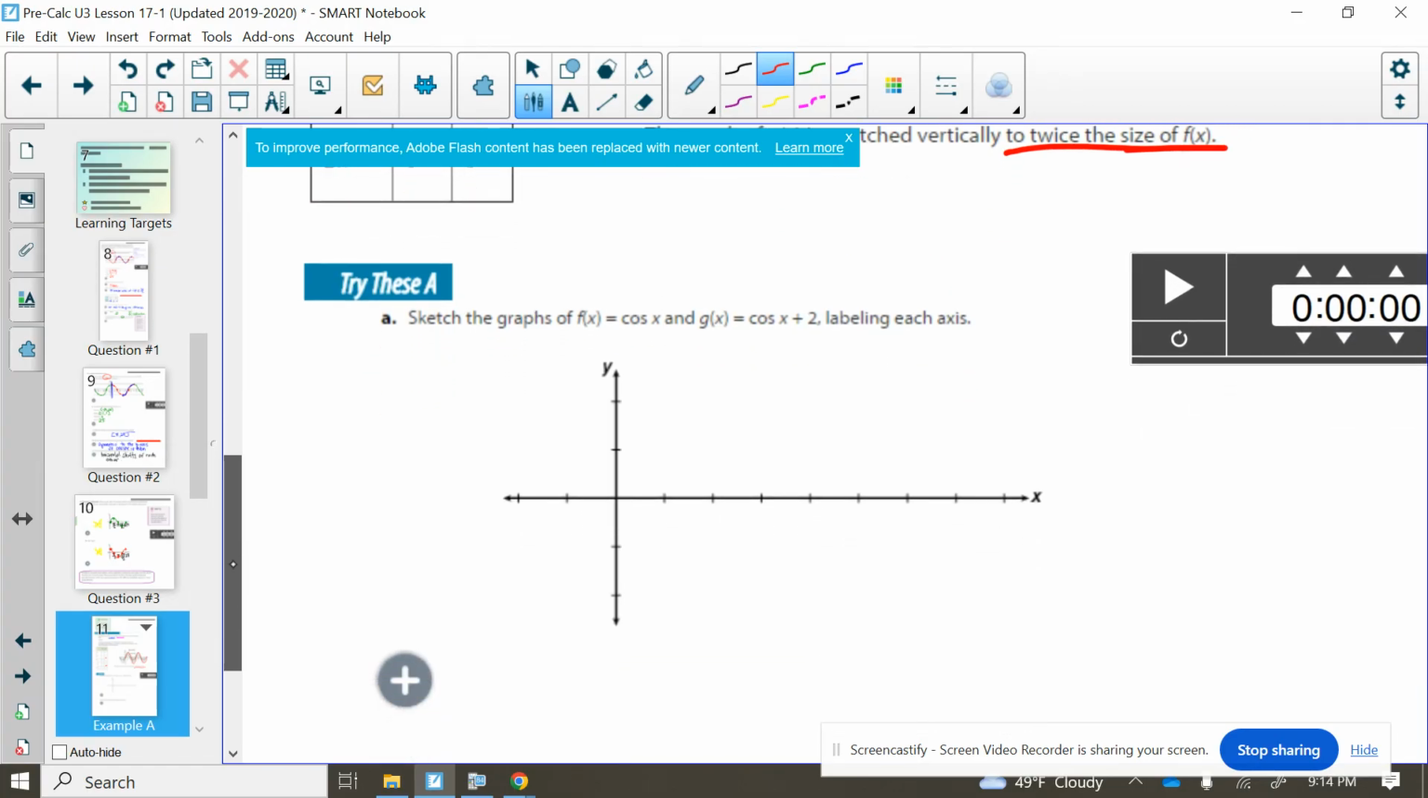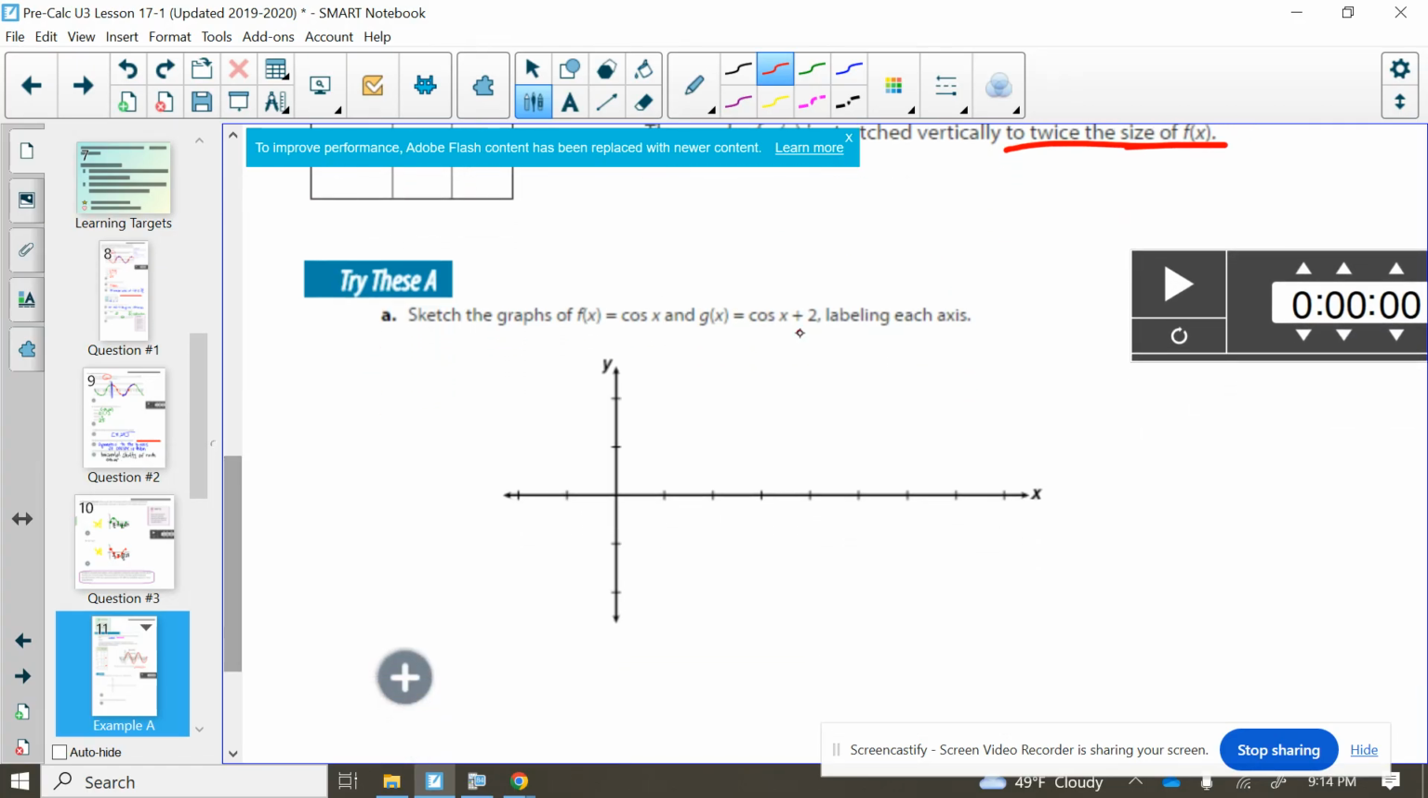Now down below, what we're noticing this time is that plus 2 is coming on the outside there of the cosine function. So we've talked about this before, whether it be with transformations, whether it be when we talked about initial features of our periodic graphs. But what this is going to do is vertically shift our graph up 2 units.